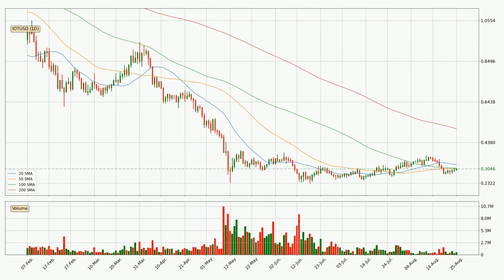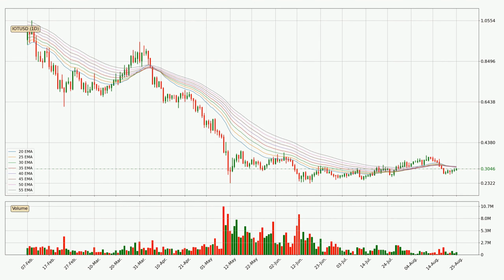Moving to the daily simple moving averages, for this time interval, the current price is below all of the simple moving averages, which looks bearish, and you should keep an eye on the closest SMA. The 50 SMA will play as resistance or the price will peak above the current price, which is around 30.7 cents.